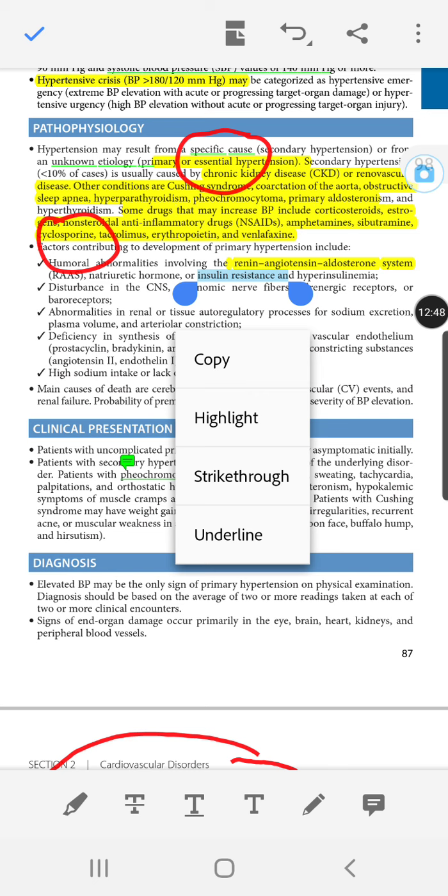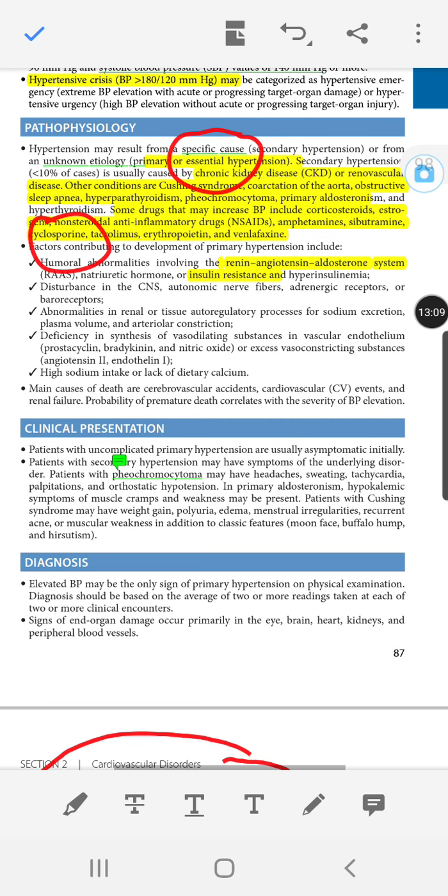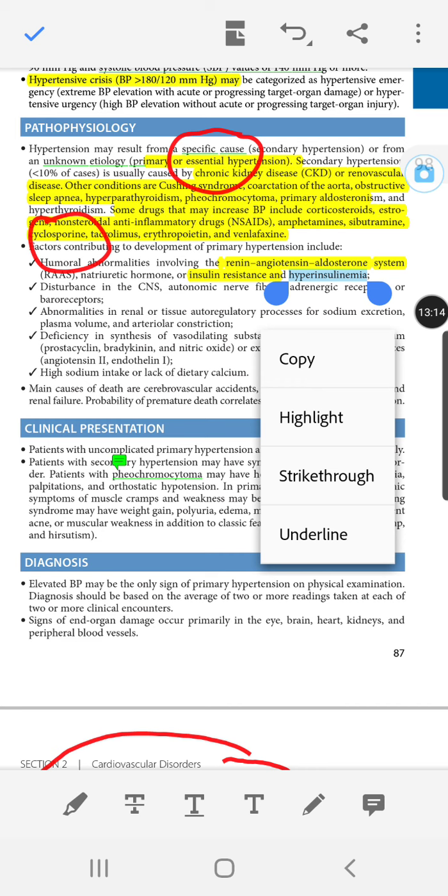So if there is insulin resistance, this is the important mechanism. We will discuss later what is the insulin resistance and how the insulin resistance affects your body. Sometimes insulin resistance occurs and your body is gaining weight. So it's a very important thing. What is the insulin resistance? Hyperinsulinemia means there is increase in insulin.